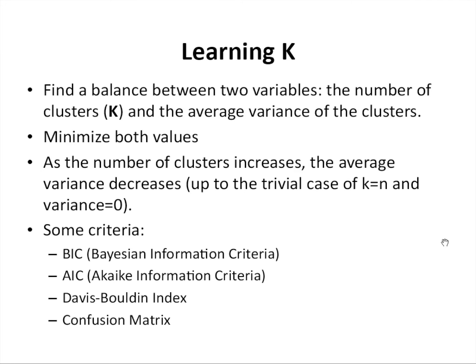Okay. There are other criteria, too, that you would apply to the clusters: Bayesian information criterion, Akaike information criterion, Davies-Bouldin index, confusion matrix, and so on. So like I was trying to introduce last day, in many of these algorithms there are lots of decisions that you're going to make when you actually implement them. This is yet another one. So what criteria do you use for finding k?